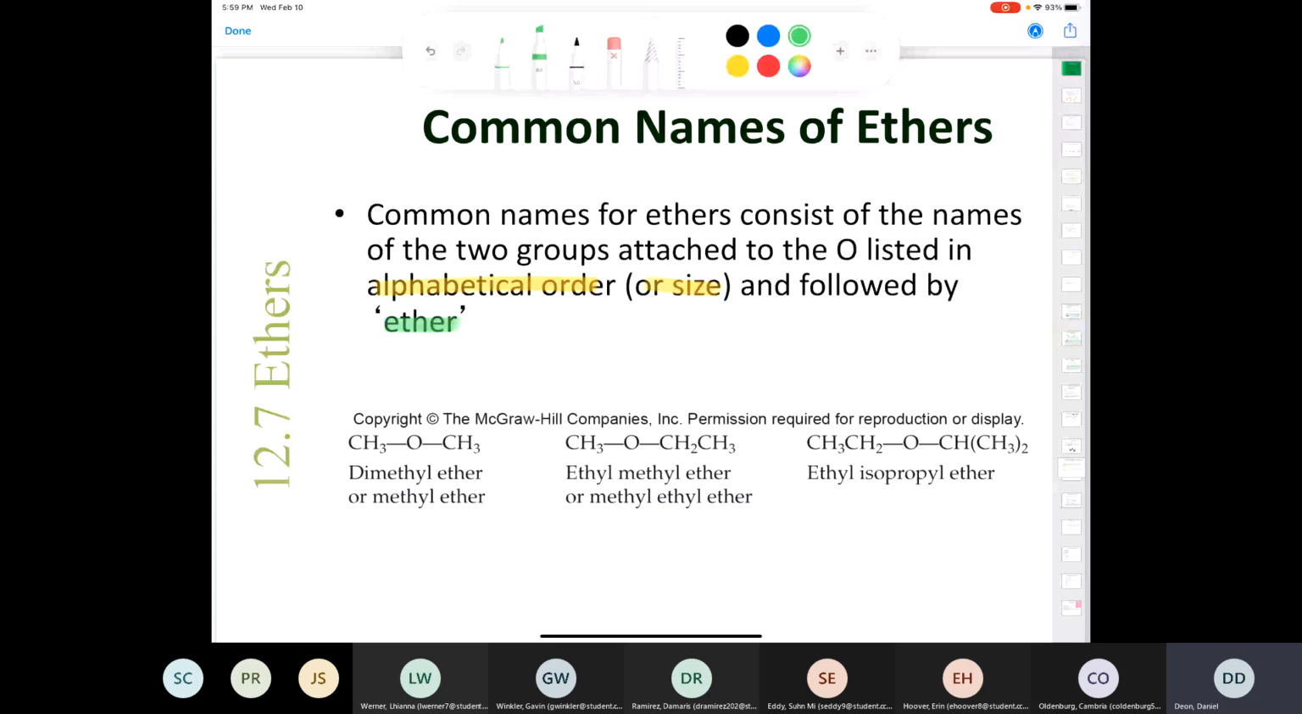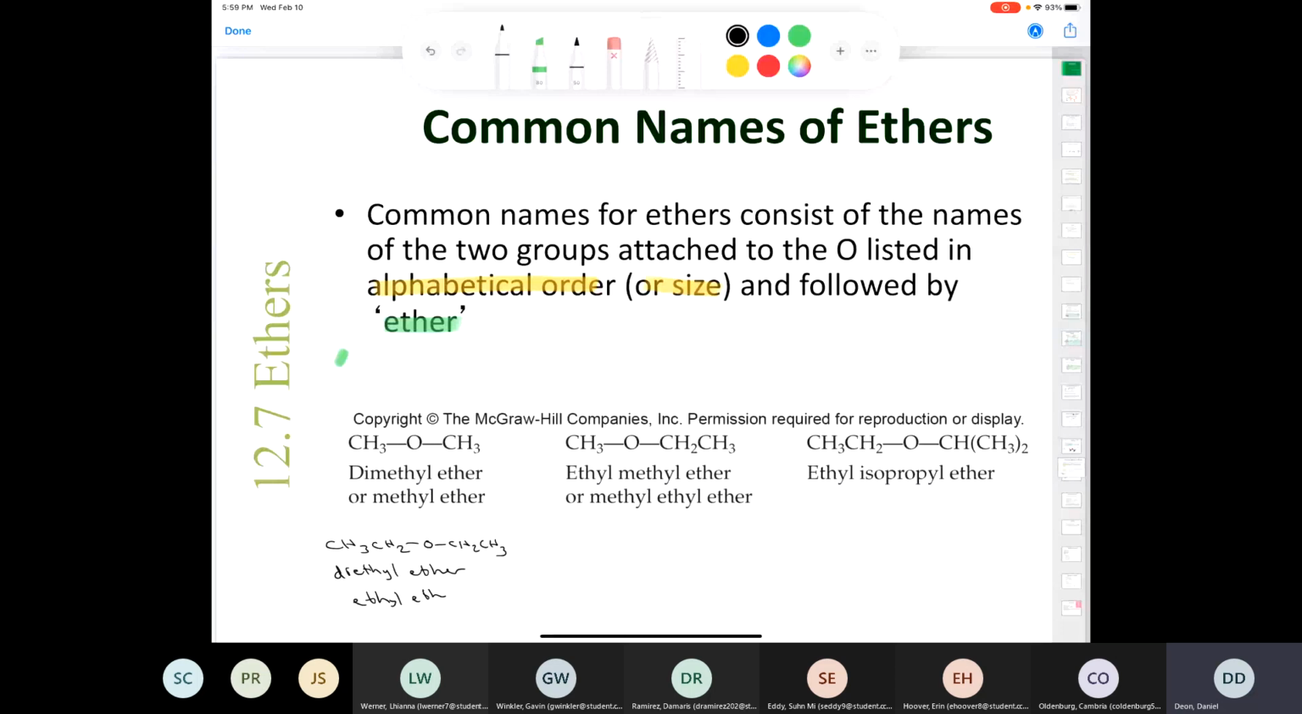And another rule that's not on here is whenever you have two groups that are the same, like a dimethyl, you can actually scratch off the di and just call it methyl ether. The same thing would apply for diethyl ether. If you had an ethyl group, an oxygen, and another ethyl group like this, that would be called diethyl ether. But if you just said ethyl ether, everybody would know what you mean. Either one is acceptable in that case.